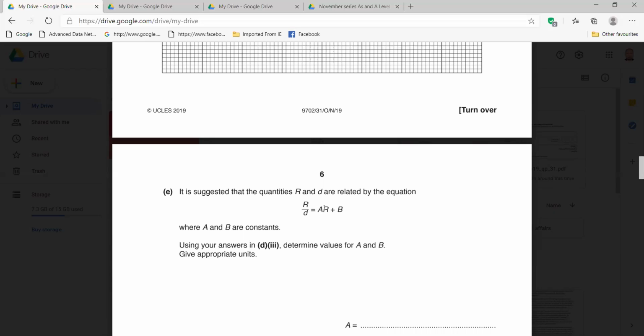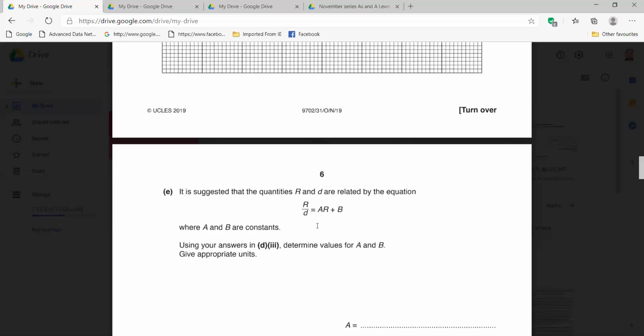M is giving you the gradient, right? M stands for gradient. Can you remember this? In the straight line equation, M is the gradient and R is here X, right? So you are getting Y equals MX plus C, right? C means the y-intercept. So here B is giving you the y-intercept, R is giving you X, A is giving you the gradient, R by D is giving you Y. Clear to you?